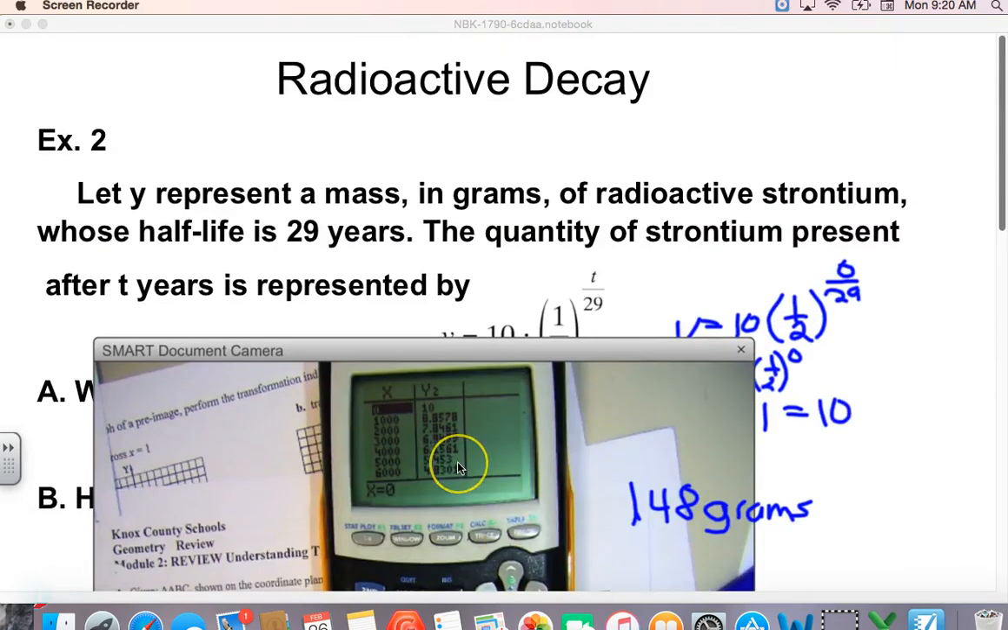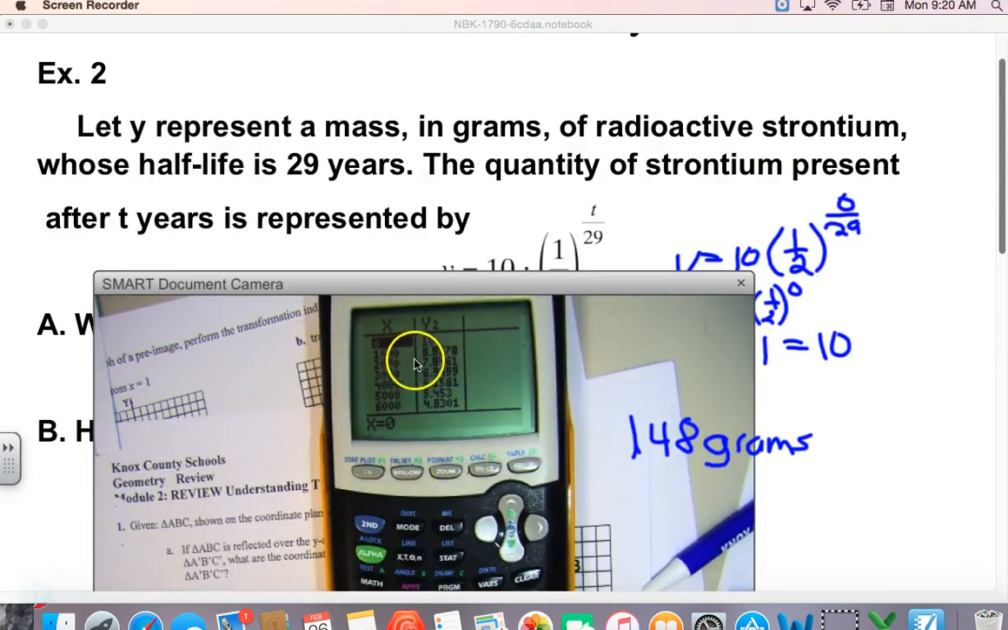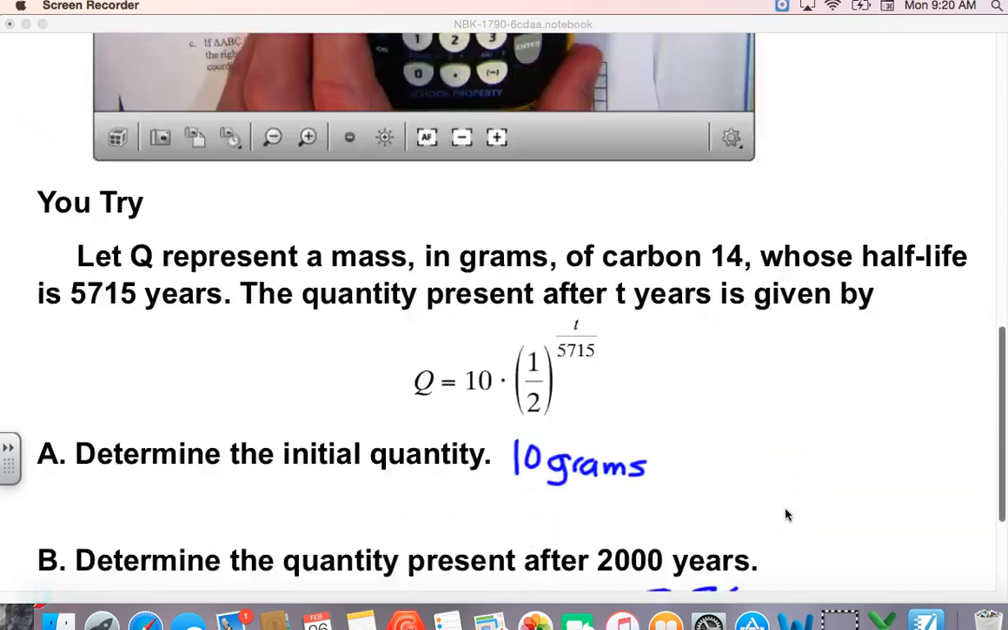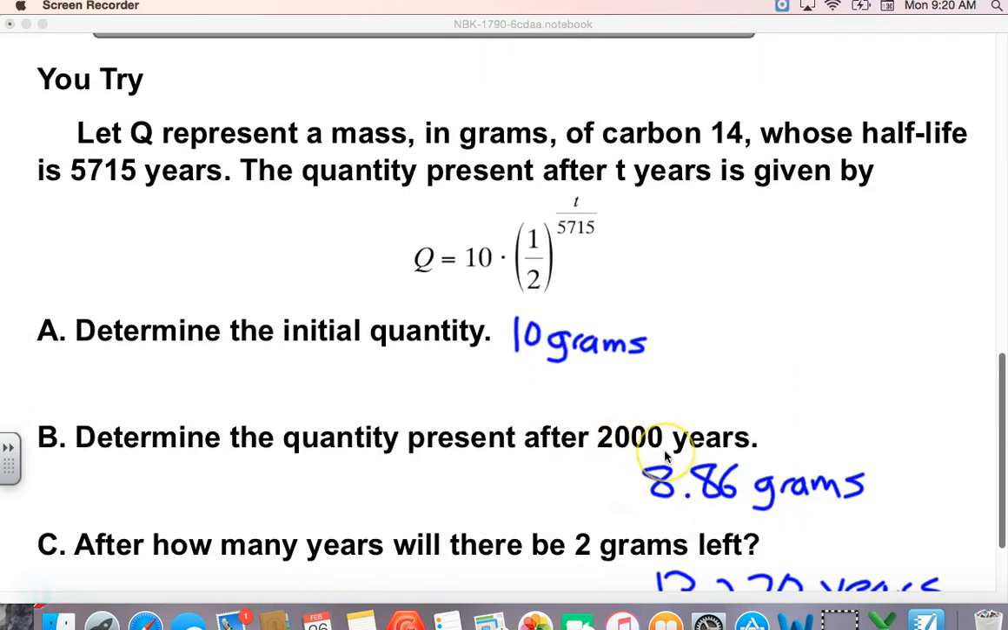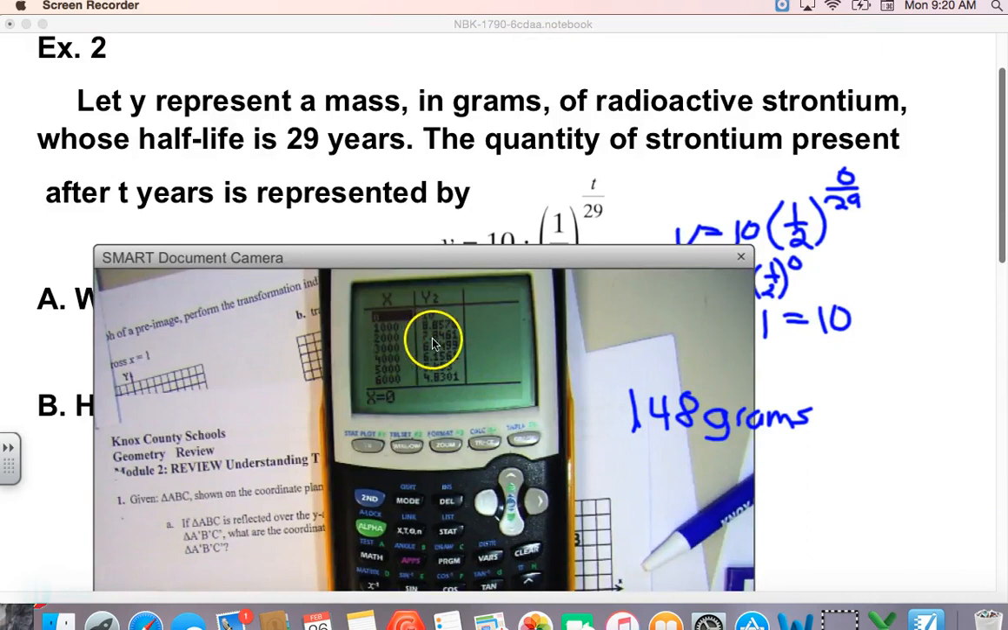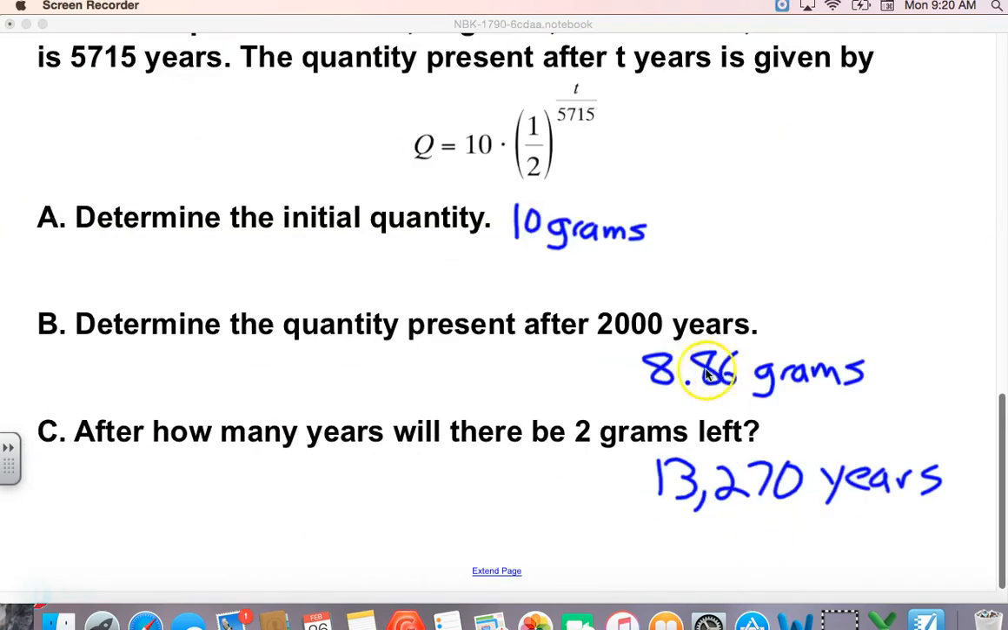Hold on a second. Is that right? Did I look at it wrong a minute ago? Oh, I think I looked at 1,000 years. Sorry, 2,000 years is going to be 7.85 grams. I looked at this one, wrote 8.86. So this should be 7.85 grams.